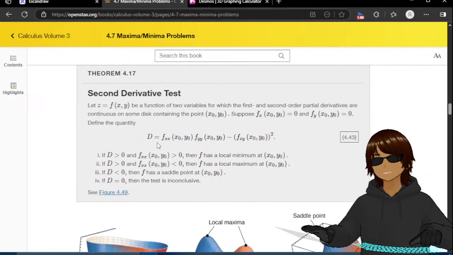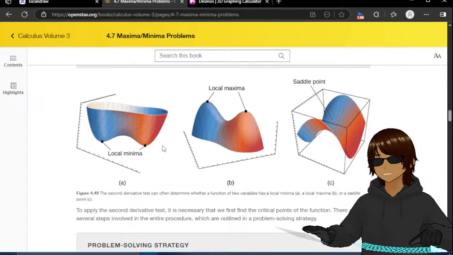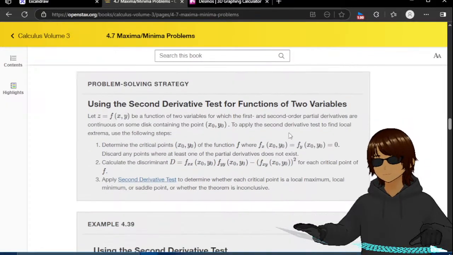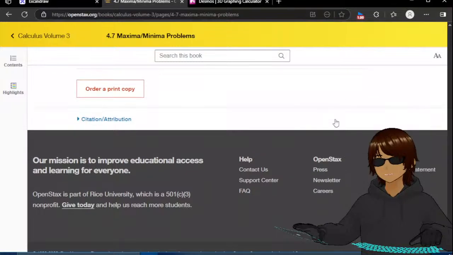So if D is more than 0 and the partial derivative with respect to xx is more than 0, then f has a local minimum at x naught y naught. If this is less than 0, then it's a local maximum. If D is less than 0, then f has a saddle point. And if D is equal to 0, then the test is inconclusive. Okay, let's just go to the next chapter.